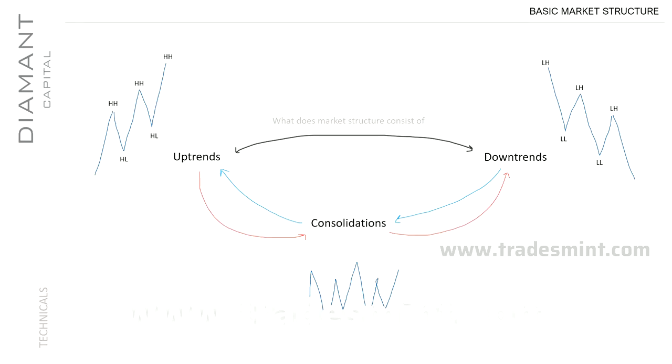So what does market structure consist of? You've got a combination of the three: uptrends, downtrends, and consolidations. And usually in between uptrends and downtrends, you're going to get consolidations, that build up of liquidity, that build up of orders from institutions. And it's key. You need to have all three.